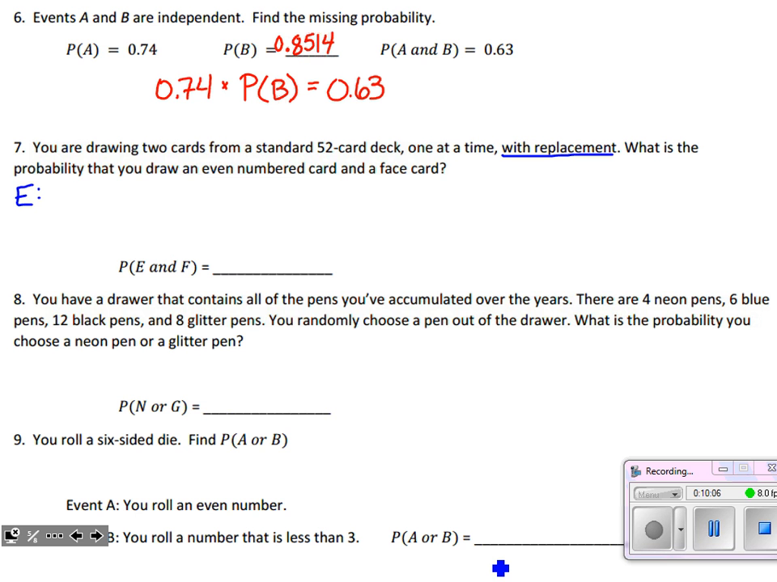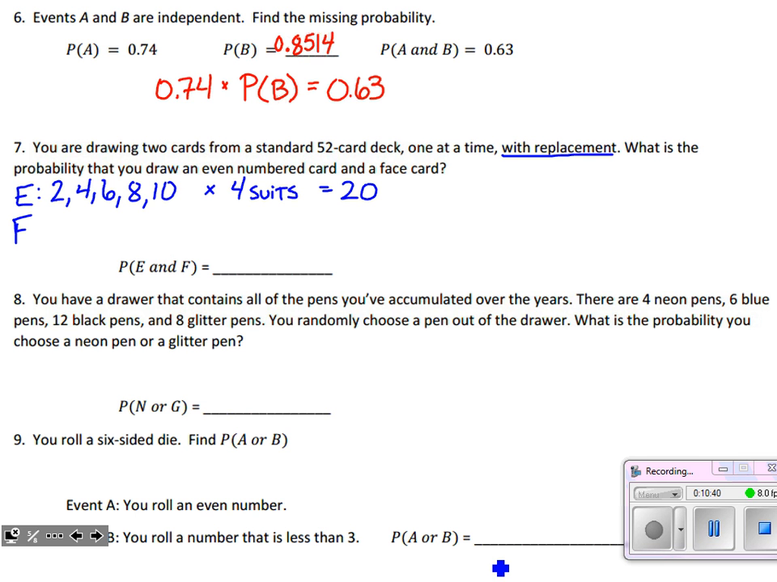For our evens, the way we could get that outcome to occur, I could draw a 2, a 4, a 6, an 8, or a 10. The face cards Jack, Queen, and King, well, J, Q, and K are not even numbers, so they're not included in this set. But I've got those 5 cards times the 4 suits, because really there's 4 2s in the deck, 4 4s, 4 6s, 4 8s, 4 10s. There's 20 even numbered cards total.